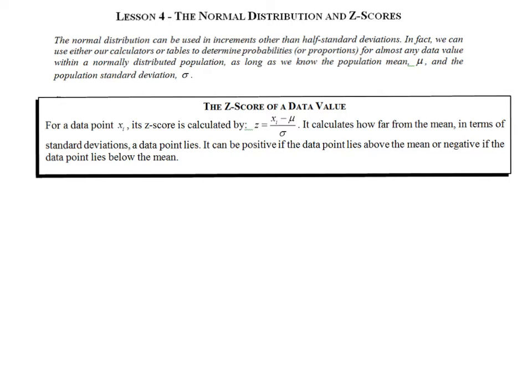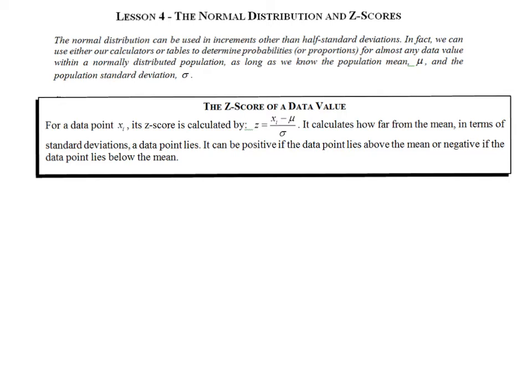So we have to define a new score that's called a z-score. The z-score is going to be calculated by taking the data point, the x value, and subtracting the mean, and then dividing by the standard deviation. In essence, all this does is figure out how many standard deviations the data point is away from the mean. So it's going to be positive if the data point lies above the mean, or the z-score will be negative if the data point lies below the mean.